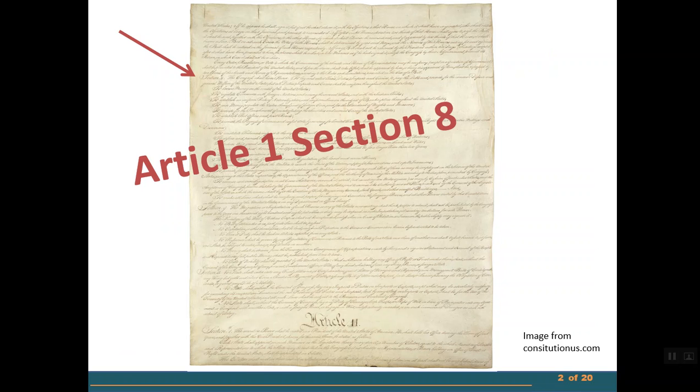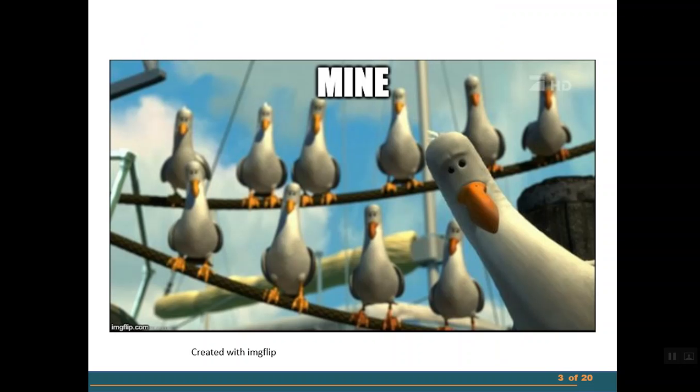Congress was given the power to create copyright laws under the Constitution, Article 1, Section 8. The Founding Fathers' intent was to promote art and science while giving the owners exclusive rights to their works for a limited time. It took 200 years for Congress to create the Copyright Act of 1976.